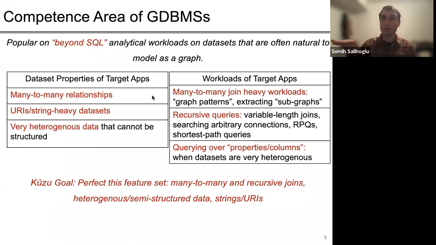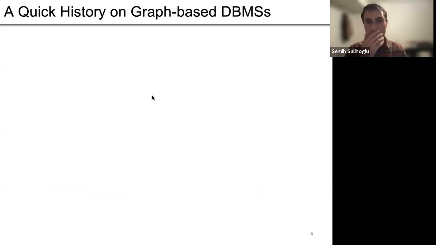So the goal of Kùzu, and I'm still giving you a background on graph database management systems, but I also want to set the context here. The goal of Kùzu as a project, as a system, is to really perfect this feature set, to really target these applications, these types of workloads, and have techniques that are really optimized for this and be very competent on this set of workloads, right?